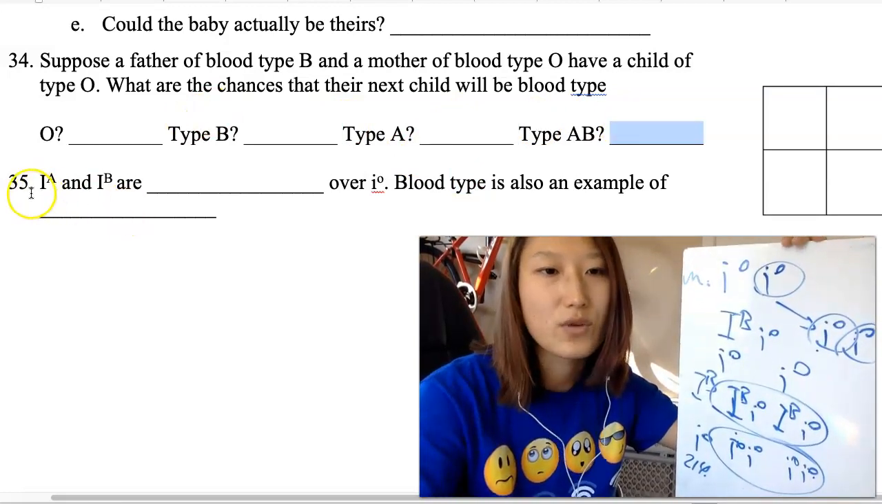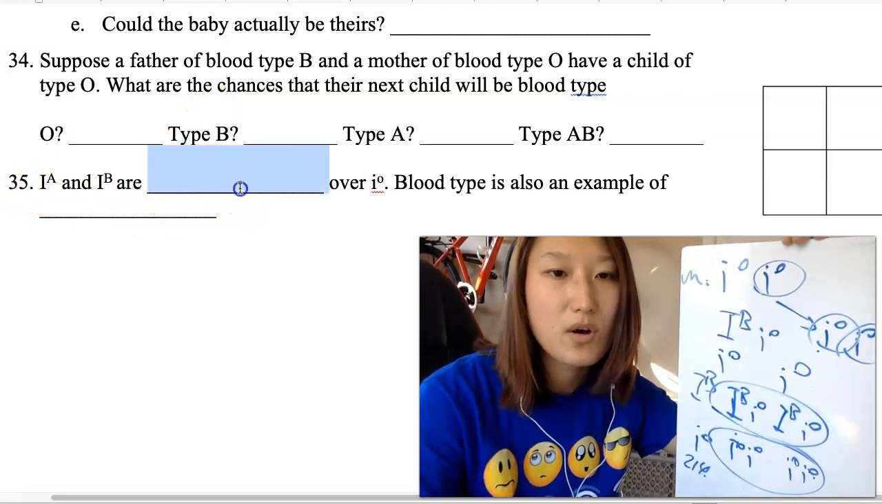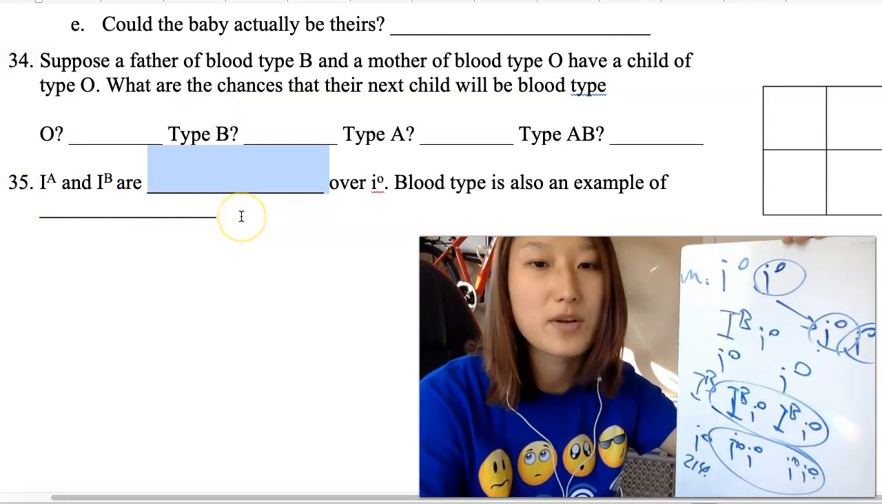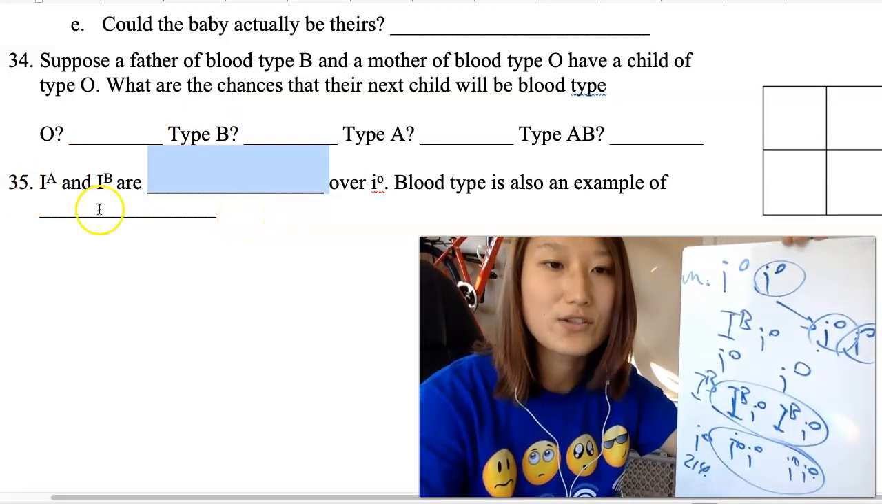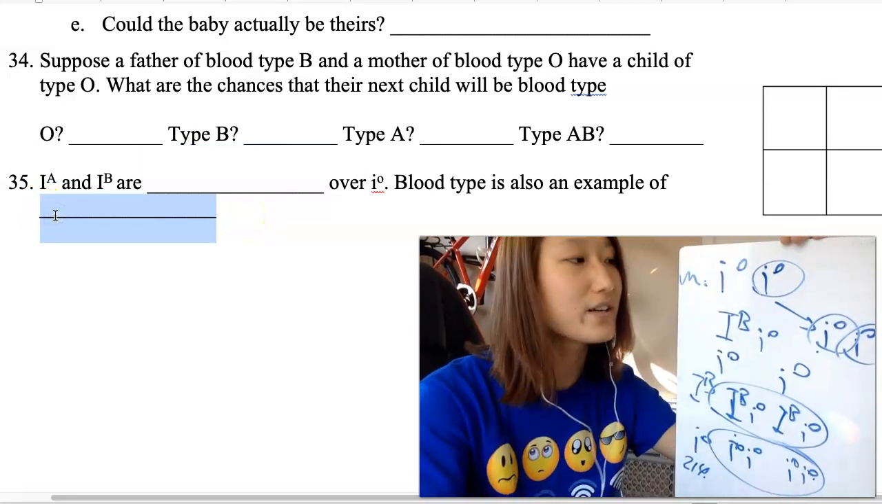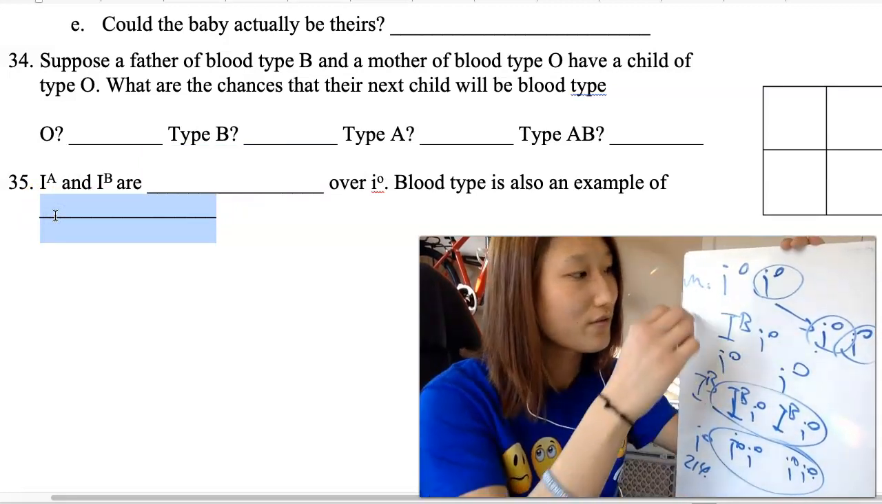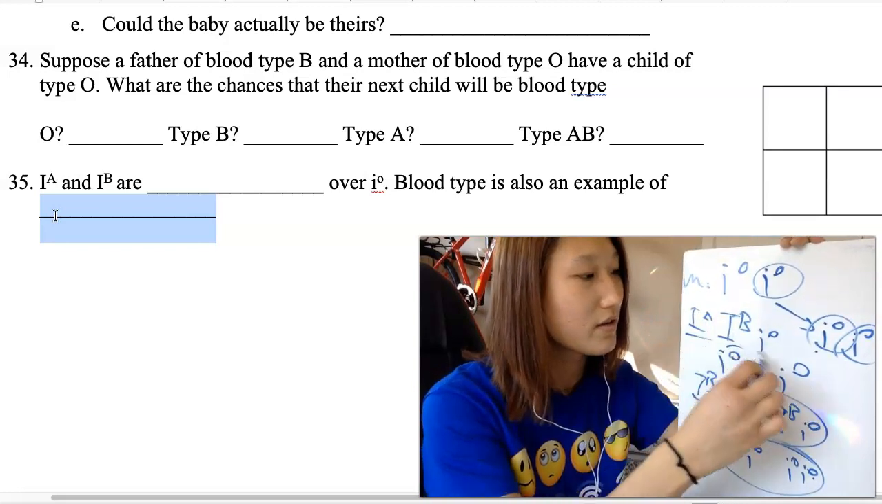And then this last question, type A and B are both dominant, so you can write codominant over IO. Blood type is also an example called multiple alleles because there are 3 different versions of this allele.